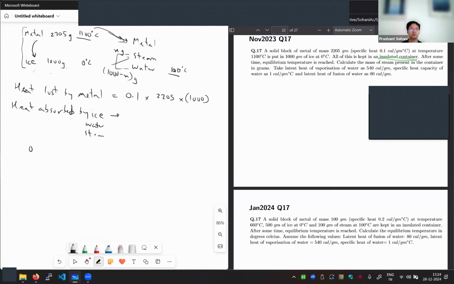So the first step was 0 degrees Celsius of ice become fully into 0 degrees Celsius of water. So this is where the temperature is not changing, only the state is changing. So we have to apply the latent heat formula. So what is the latent heat of? So if you see here, there are two latent heats given: latent heat of fusion and latent heat of vaporization.